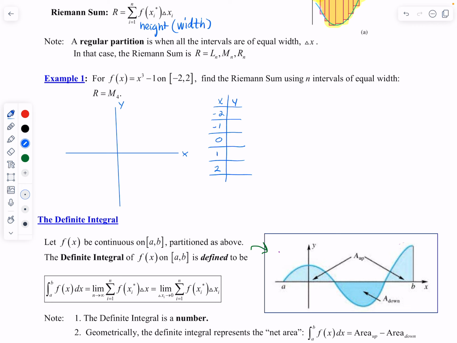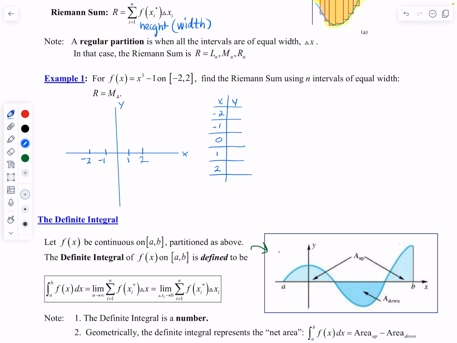So for the first example, I'm looking at the function f of x equals x cubed minus 1 on the interval from -2 to 2. Find the Riemann sum using n intervals of equal width. Okay. What I did was I made a chart because, first of all, I need to have the function drawn. Remember, I'm going from x equals -2 to +2. So that's my interval, okay? What I'm going to do is plug -2 into the original function, -1 into the original function, until I get to +2, and I'm going to plot those points, okay?